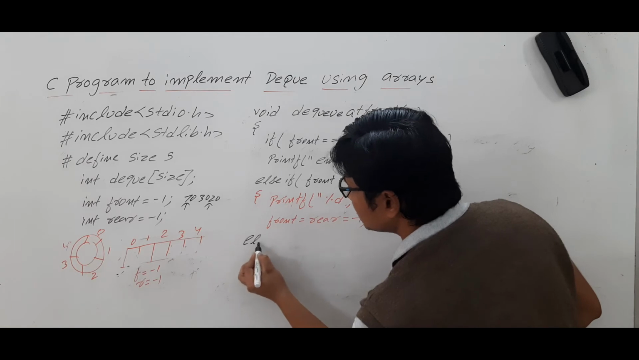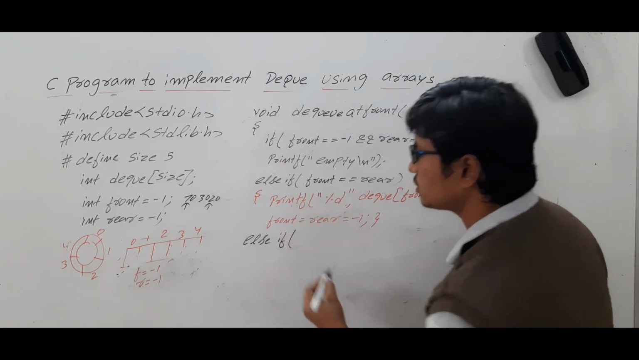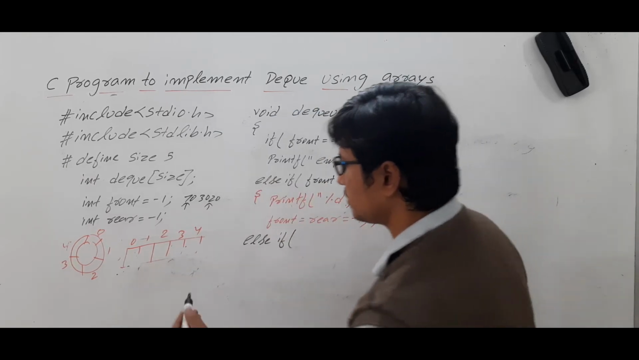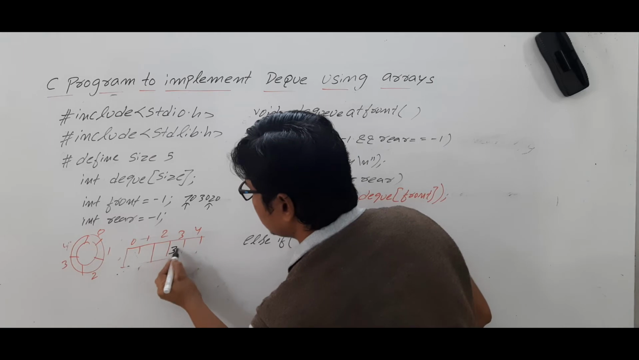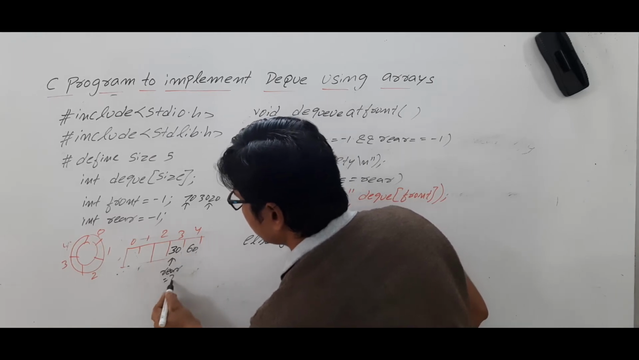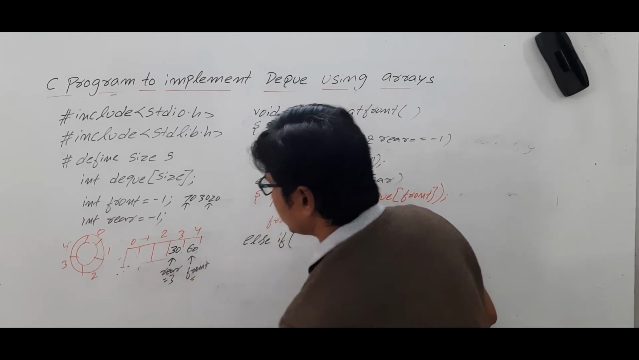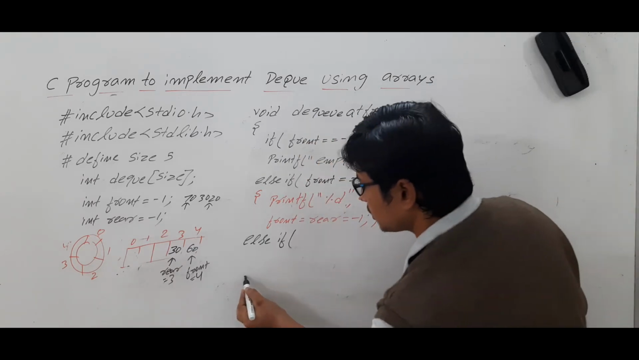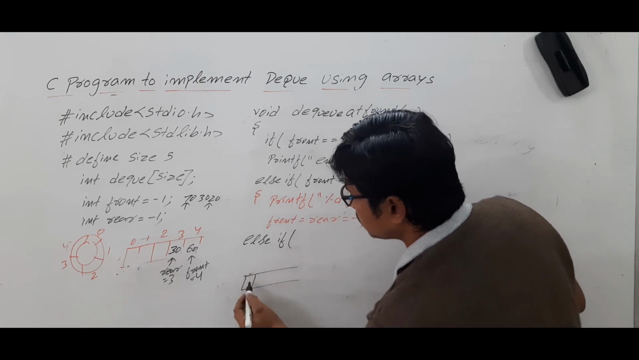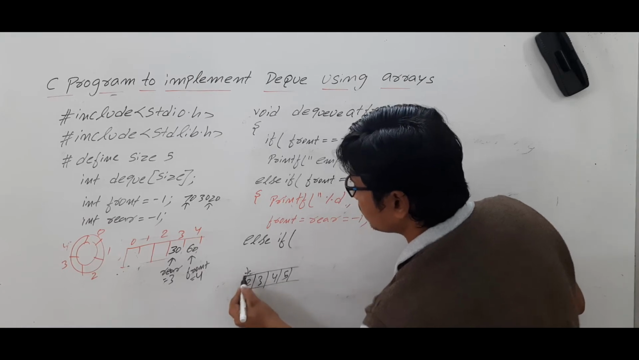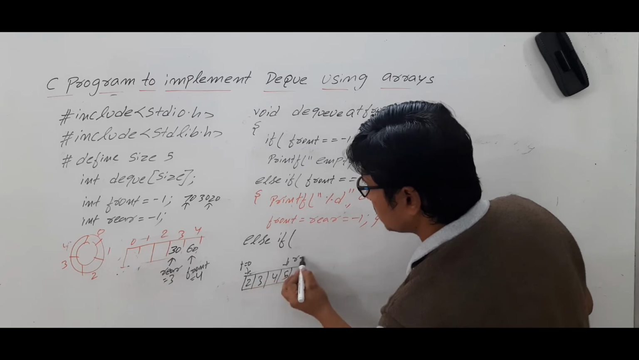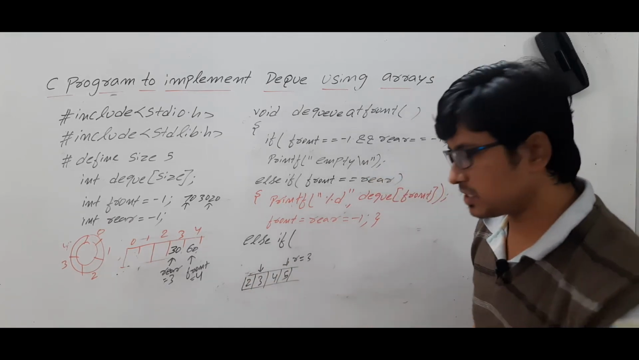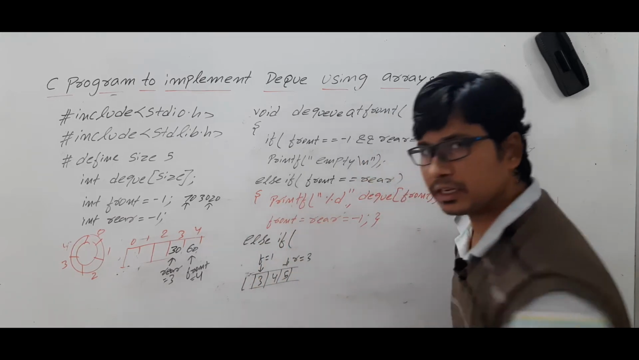Else, if these two conditions are false, then what should I do? Now I want to delete at the front. Let's take that there are some elements, 30, 60 is there, rear is at index 3, front is at index 4. Now you know the dequeue, what you have to do. When we discussed the simple queue also, if you have elements 2, 3, 4, 5 and front is equal to 0 and rear is equal to 3, if you say dequeue at front, you have to increment front, front plus plus, front will become 1. So logically this element has been deleted.